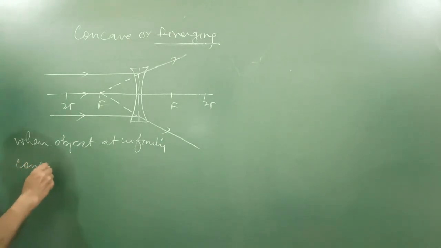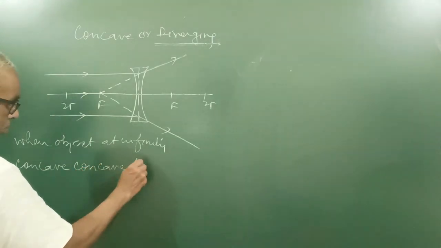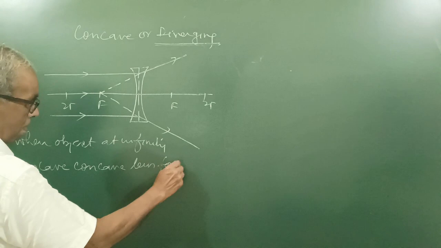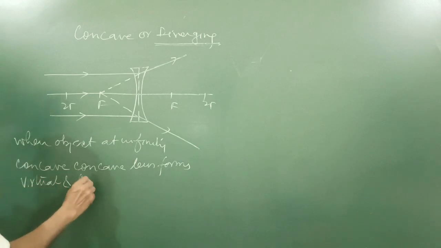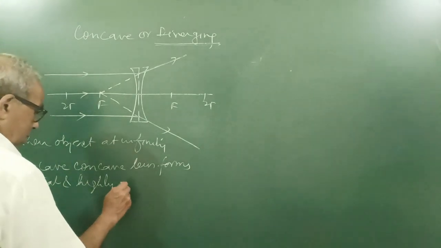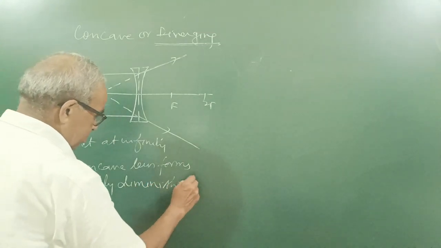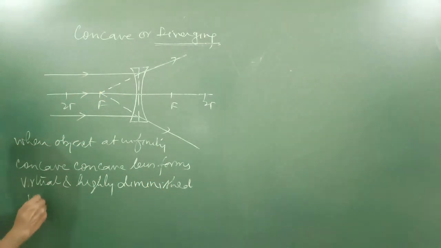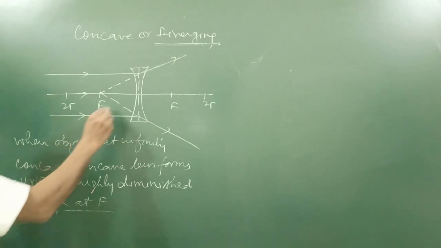concave lens forms virtual and highly diminished image. Highly virtual and highly diminished image. At F focus पर ही बनेगा.